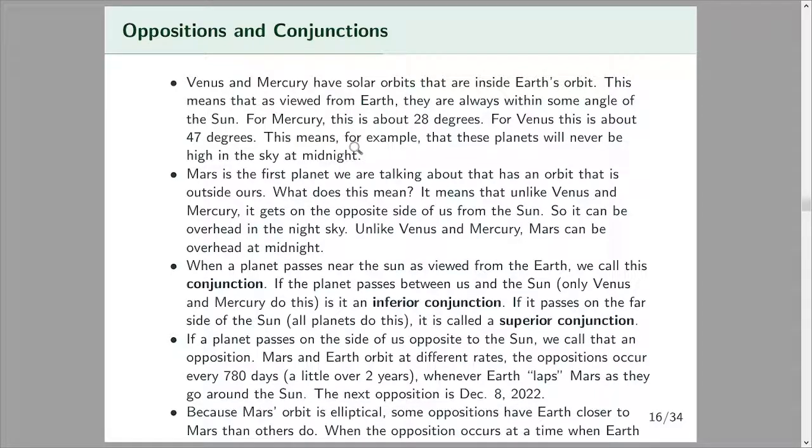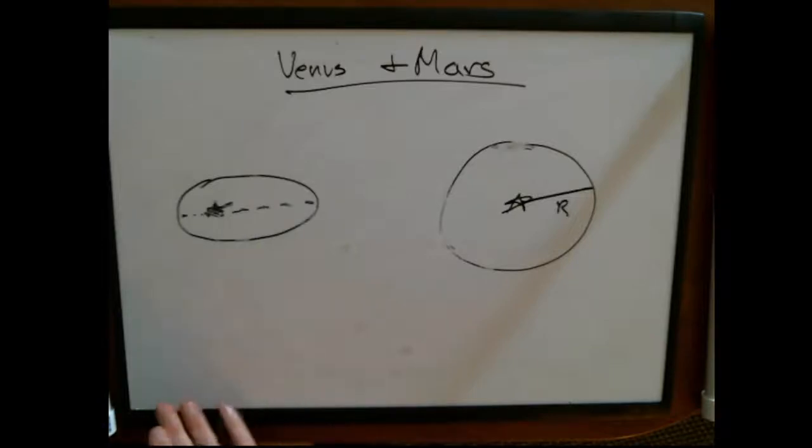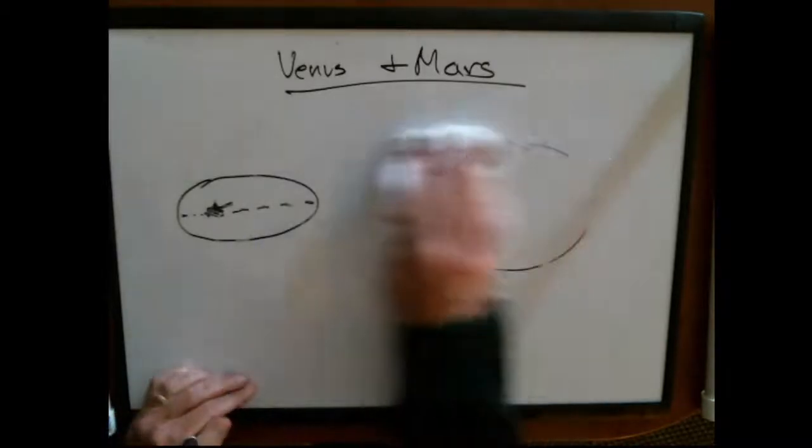So let me just talk about the orbits for a minute here. Venus and Mercury have orbits that are inside Earth's orbit, and so they're always within a certain angle of the sun. So I'm going to switch over and draw this for a second just so that we can understand the geometry of this a little bit. So let me do that, and let me get my eraser here.